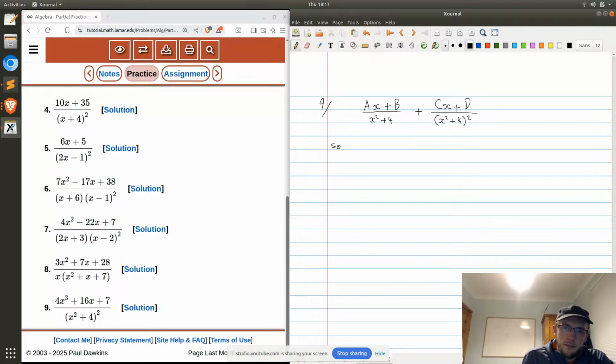So 4x cubed plus 16x plus 7 is equal to that times x squared plus 4, plus just that.